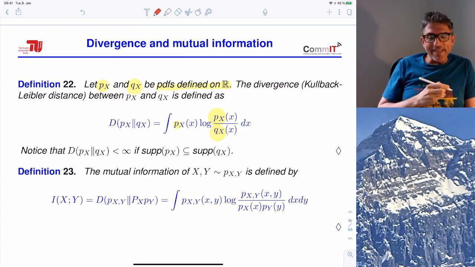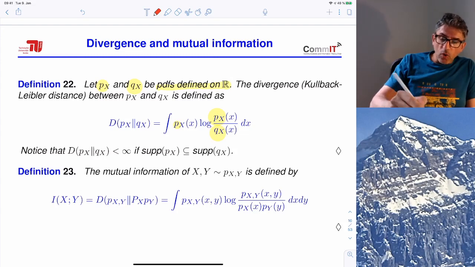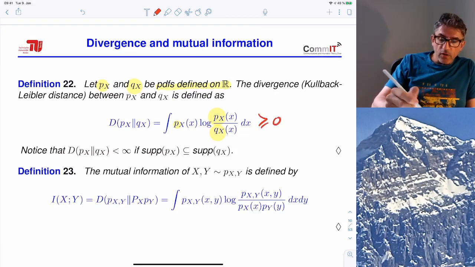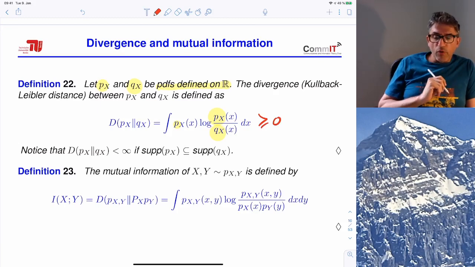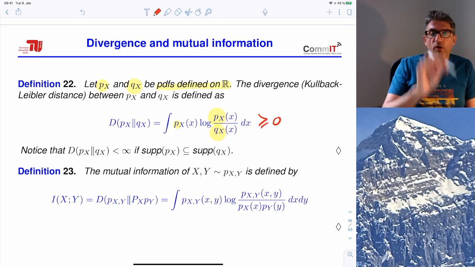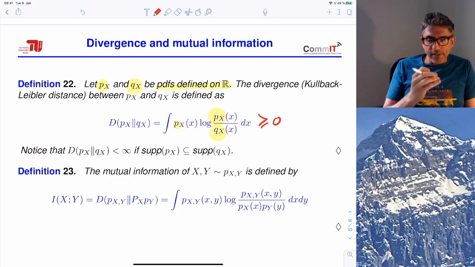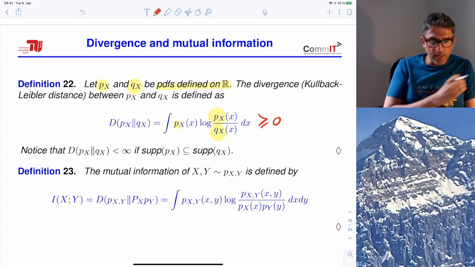PMF with the PDFs. Now, one thing that is interesting is that this divergence is always greater or equal than 0. So this property of non-negativity of divergence remains also for continuous random variables. Okay, so while the differential entropy is not really an information measure, the divergence is in fact an information measure and has this non-negativity property.